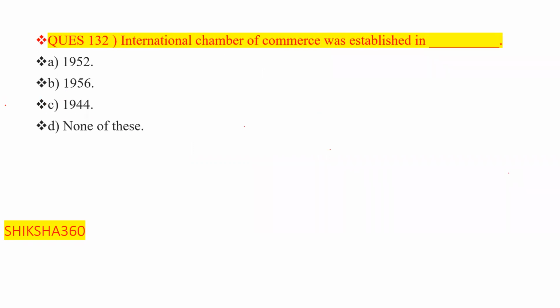Now move to question number 132. We have already discussed this point in the second question. The International Chamber of Commerce was established in 1952, 1956, 1944, or none of these. Please tell fast in which year it was established. The ICC was established in the year 1919, so the answer is option D.